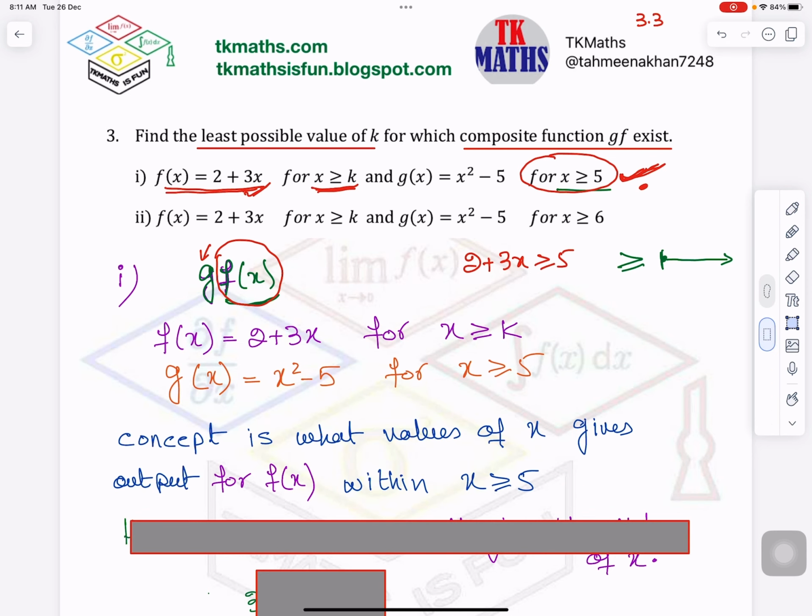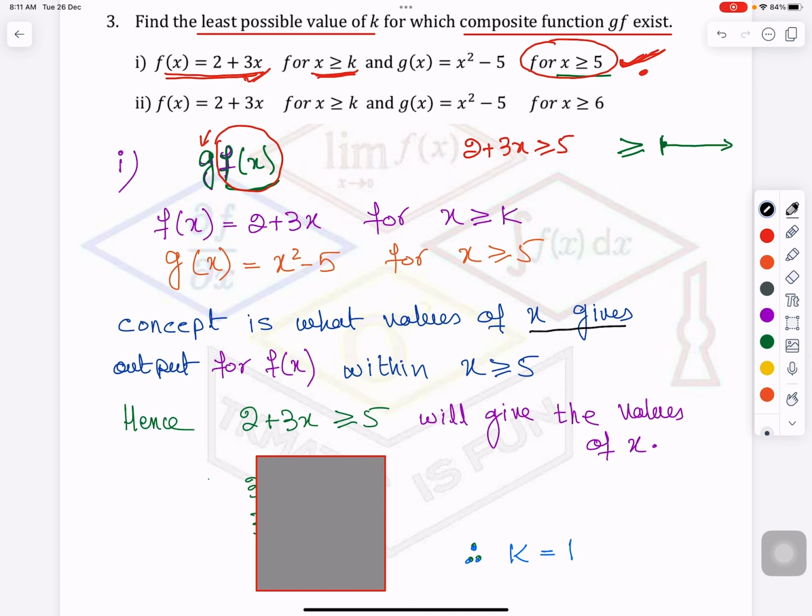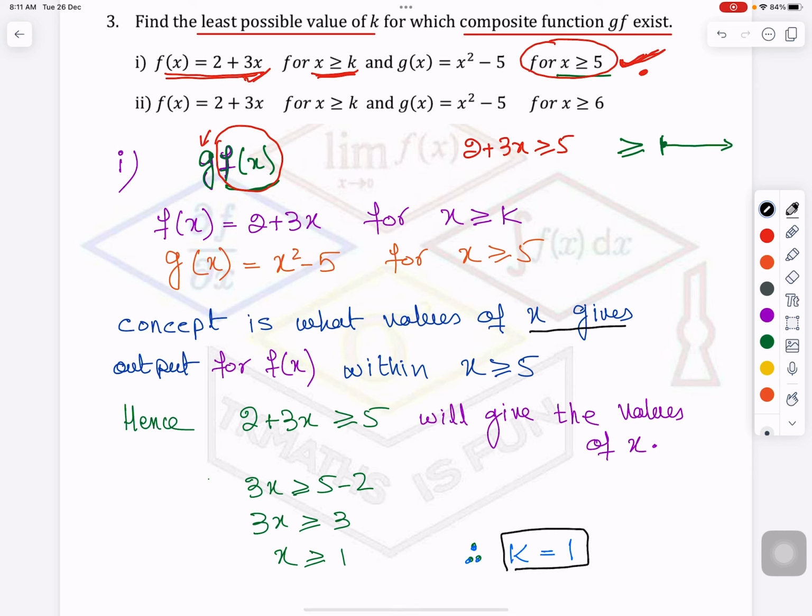For certain values of x, it should be greater than or equals to 5, because I don't know what those values of x are. So we have to find out the values of x which will give me greater than equals to 5. And you understand the reason. So now it will become an inequality. You will solve it, and you get x greater than equals to 1. So your k is equals to 1.